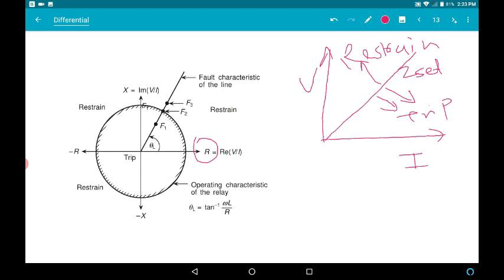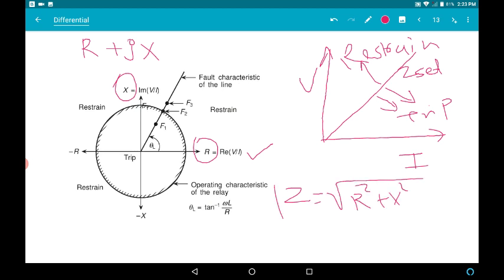But in practice, it is more effective to see these characteristics in terms of impedance in an RX plane. What is an RX plane? On the x-axis I will draw the resistance, and on the y-axis I will draw the reactance, because we know that impedance is given by R plus jX. So based on the resistance and reactance, I will draw the point here. If I draw the same straight line in an RX plane, I will get a circle, because the magnitude of Z is the square root of R squared plus X squared.